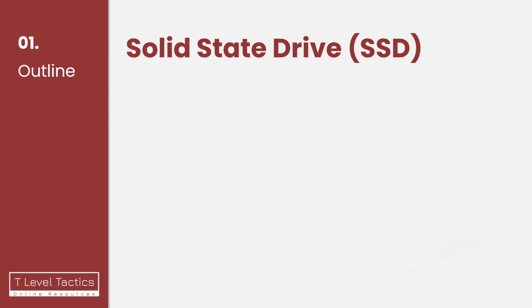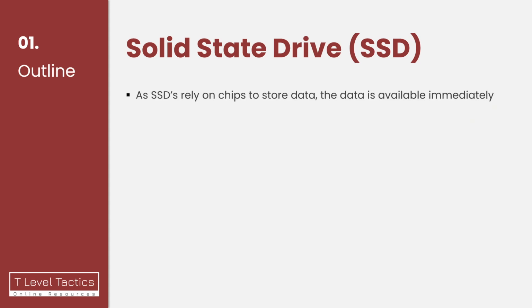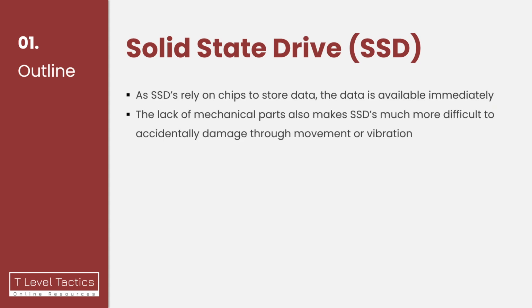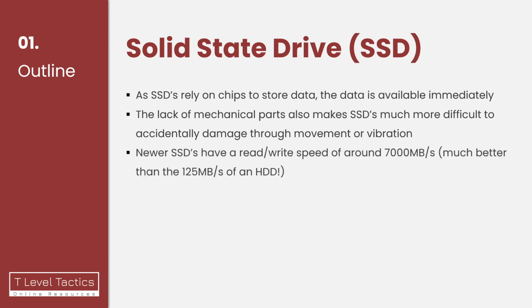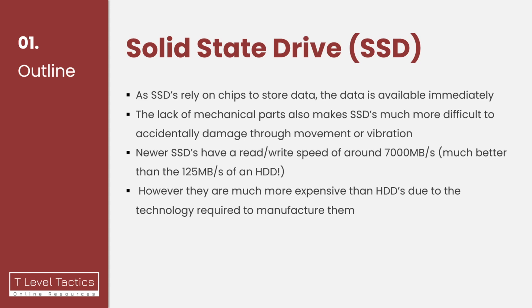As SSDs rely on chips to store data, the data is available immediately. The lack of mechanical parts also makes SSDs much more difficult to accidentally damage through movement or vibration. Newer SSDs have a read-write speed of around 7,000 megabytes per second, which is considerably better than the 125 megabytes a second of a hard drive. However, they are much more expensive than hard drives due to the technology required to manufacture them.